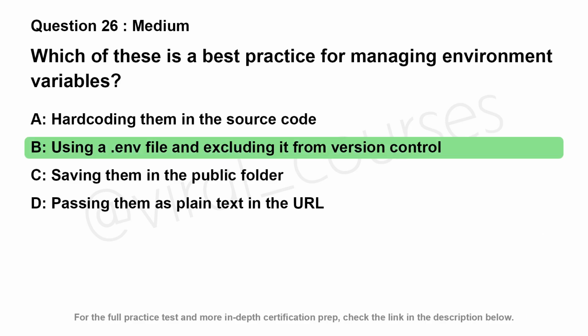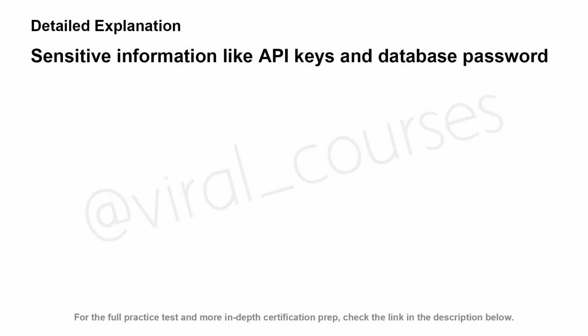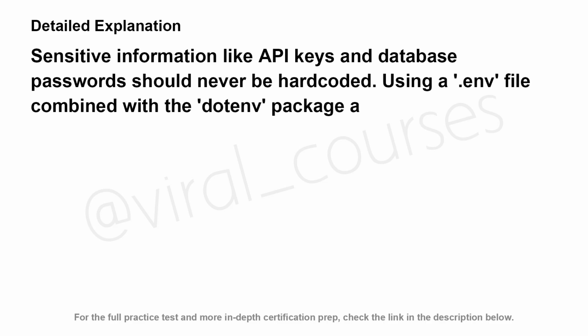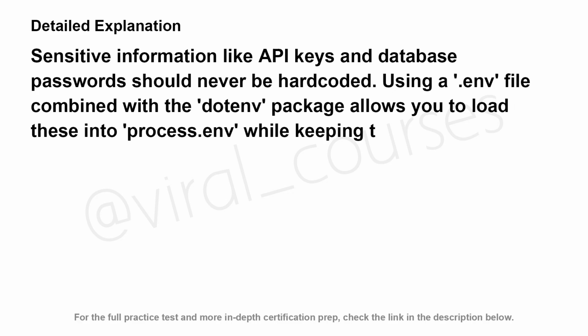The correct answer is B. Sensitive information like API keys and database passwords should never be hard-coded. Using a .env file combined with the dotenv package allows you to load these into process.env, while keeping them out of Git for security.